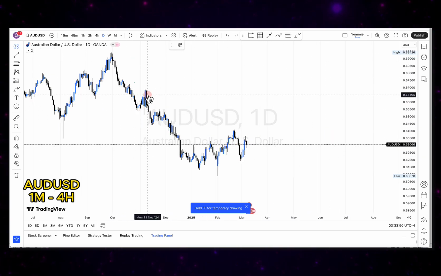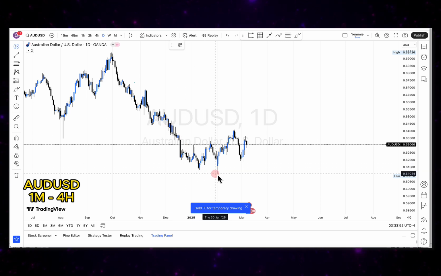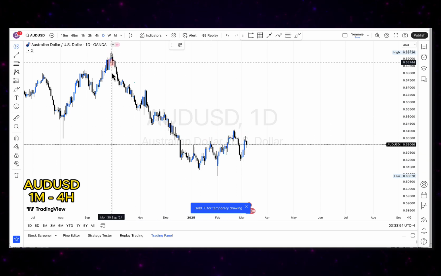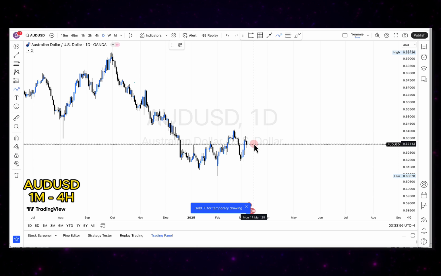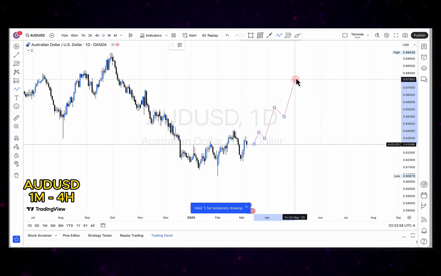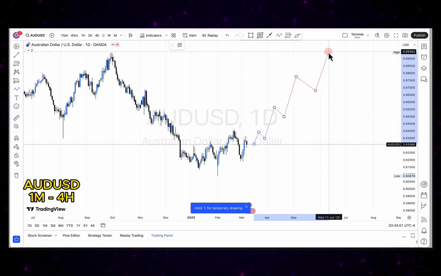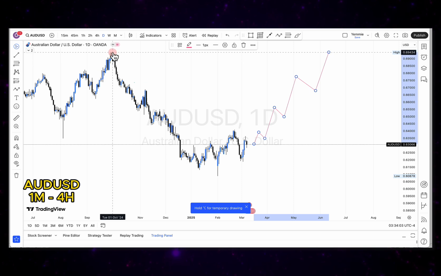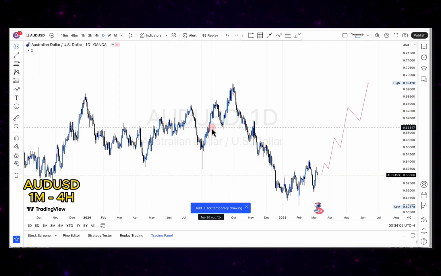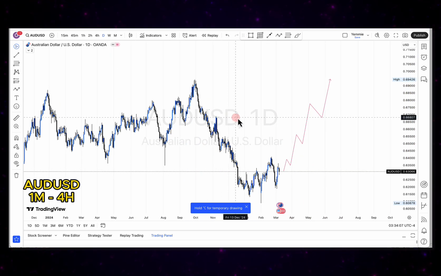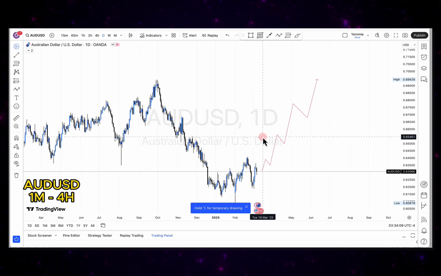Everything we've seen here, we're expecting that to still move back in the same range, expecting the market to do more bullish momentum till it fills up that zone, which means this level is where we're expecting the market to get to. So on the higher price level, we're expecting more bullish momentum on AUD US dollar.